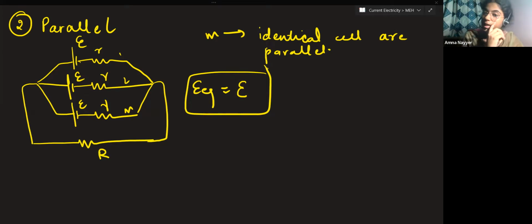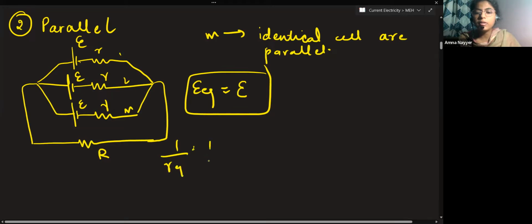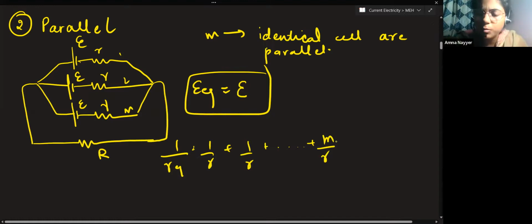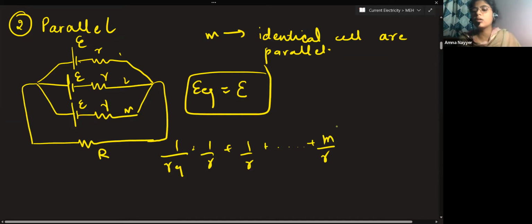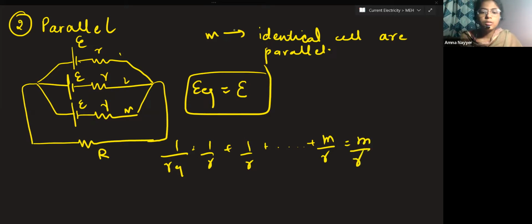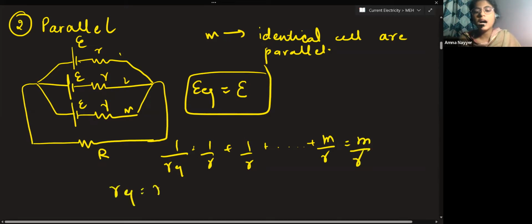We have studied equivalent resistors connected in parallel. So 1 by R equivalent will be 1 by R plus 1 by R plus up till the number of resistors, M divided by R, or whatever is the value that you have. Let's say 2 resistors are there, so that becomes R by 2. If M resistors are there, that becomes R by M. So from here also you can conclude this becomes M by R basically, so R equivalent becomes R divided by M.